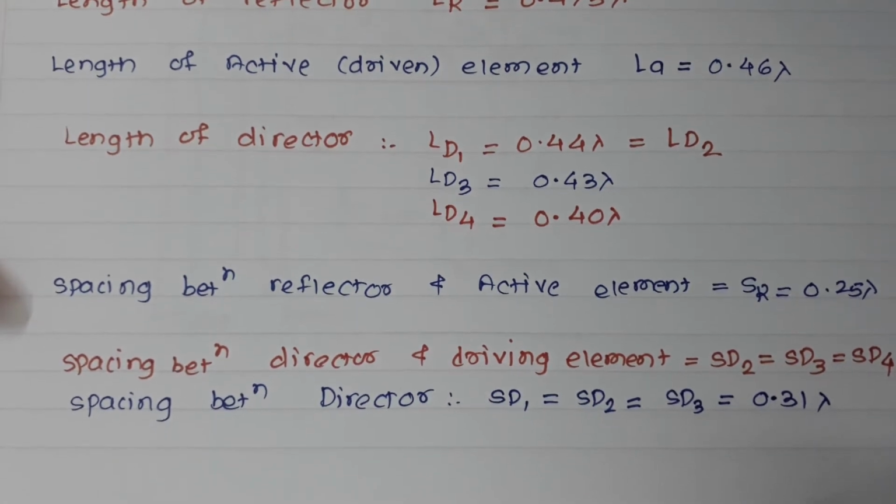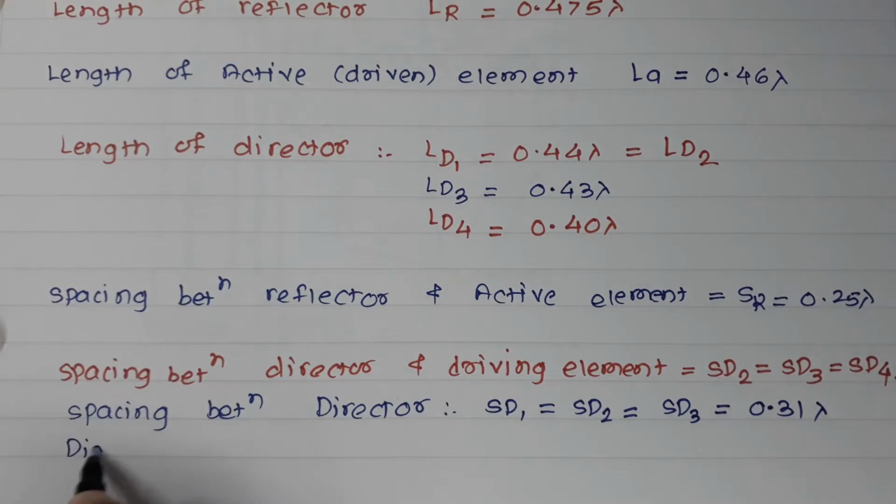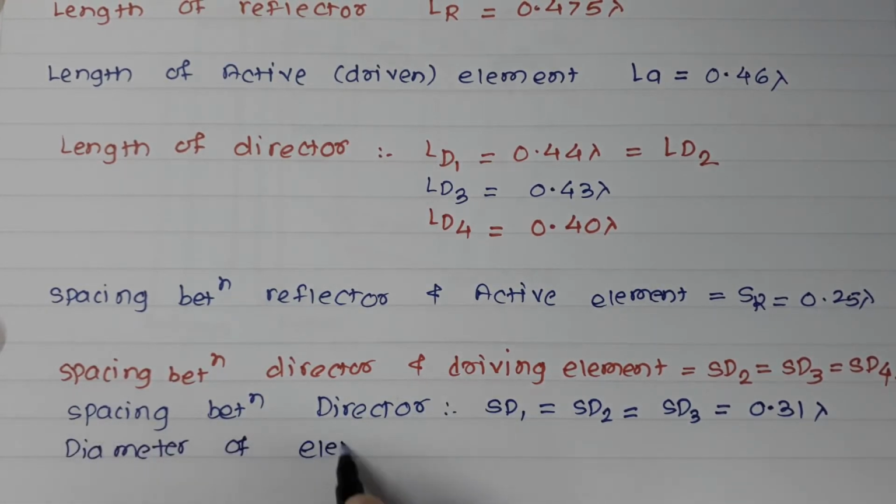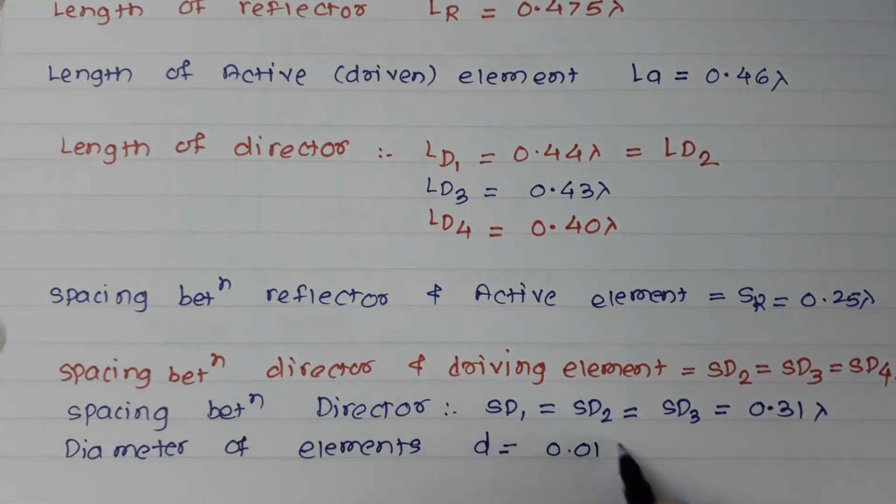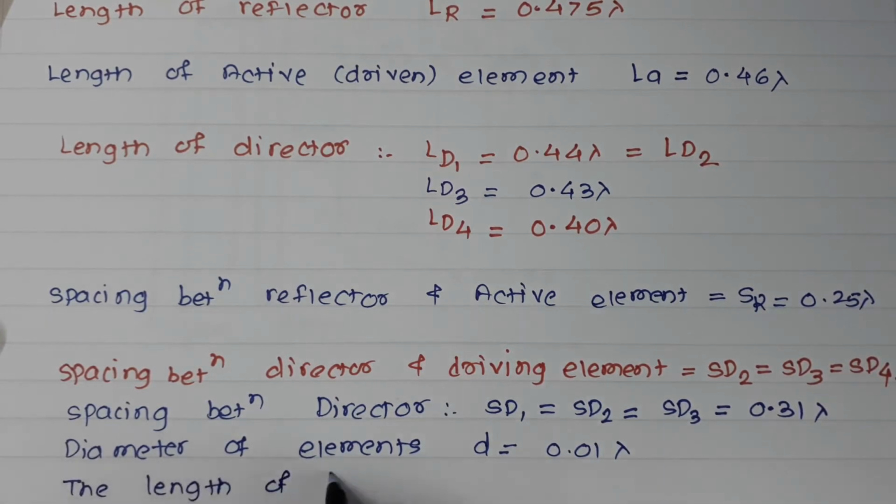Now let us talk about the diameter of the element. How much diameter are we going to keep for each element? The diameter of element D is equal to 0.01 lambda. If I add all these lengths, the total length of the Yagi array, which is L, will be 1.5 lambda.